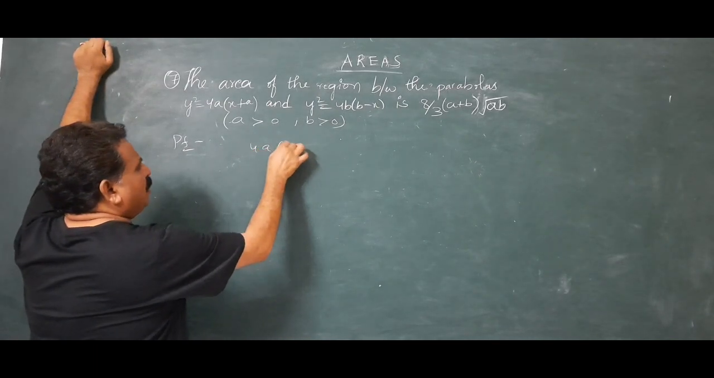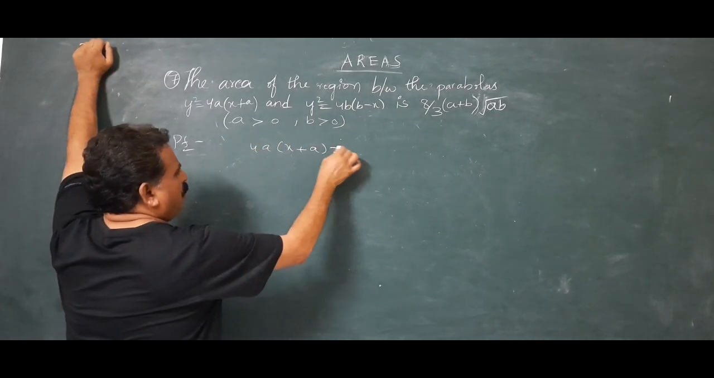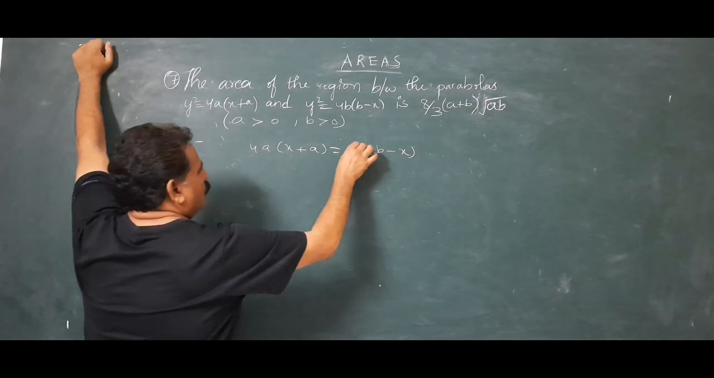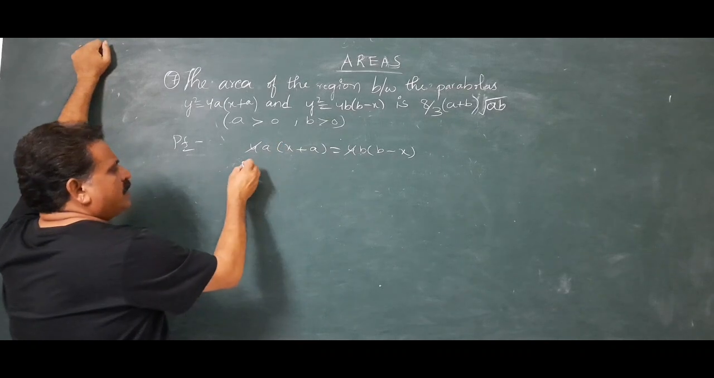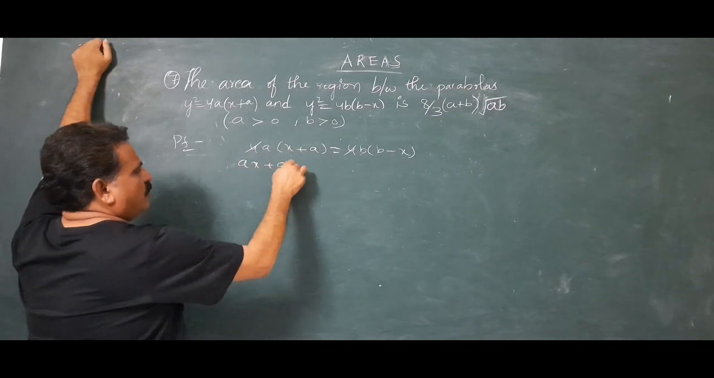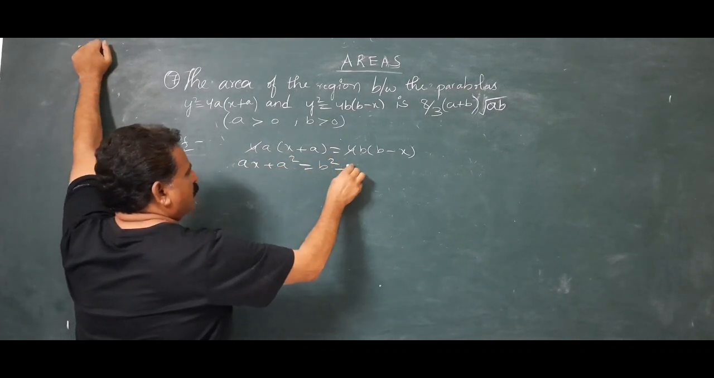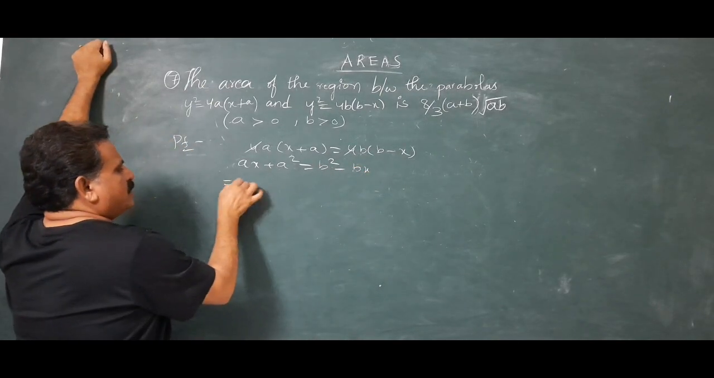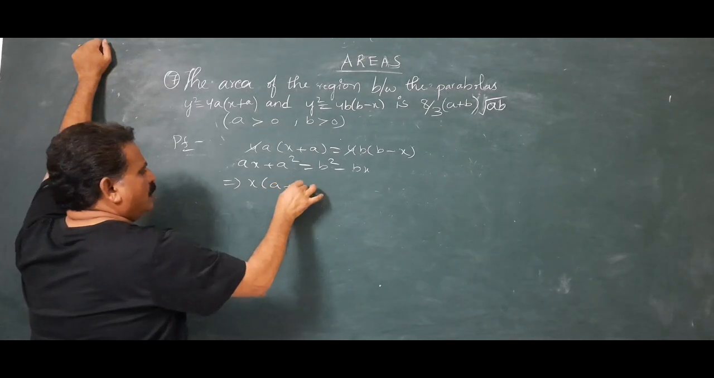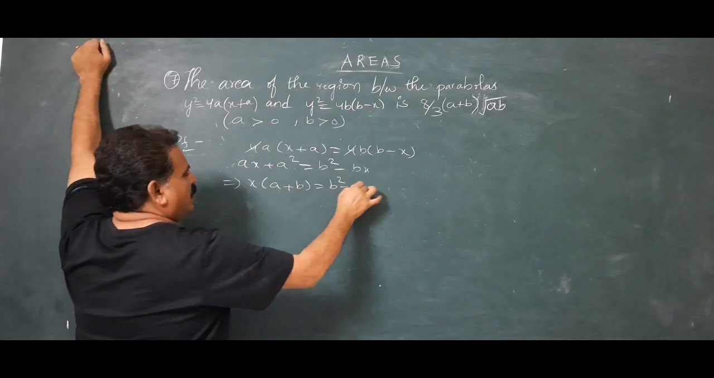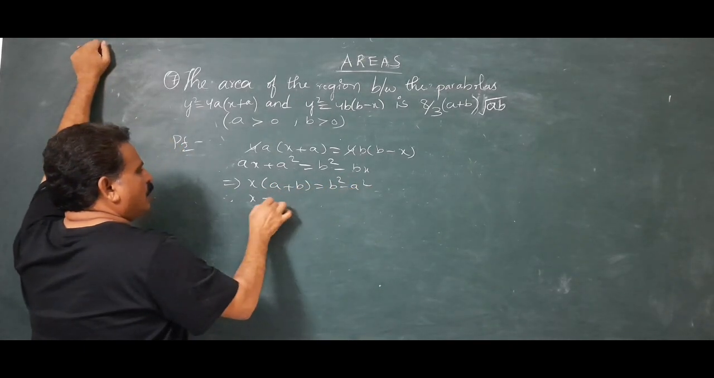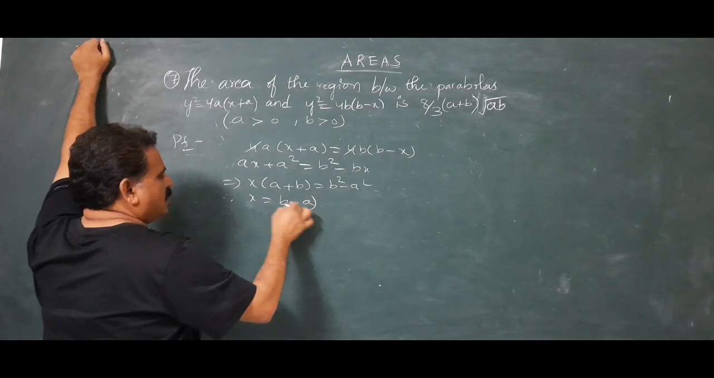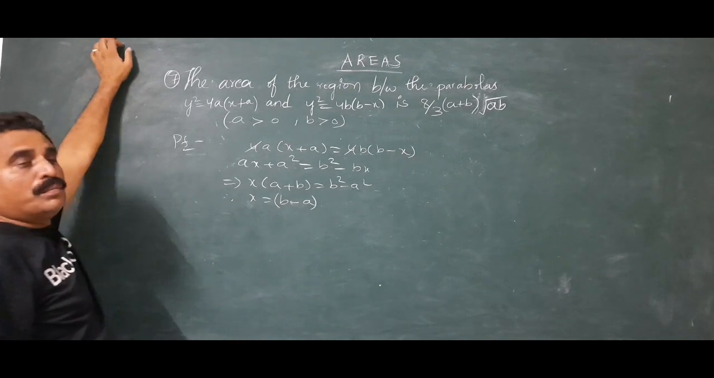Now we have to find the point of intersection of these two. 4a into x plus a equals 4b into b minus x. Both sides 4 cancel. Ax plus a square equal to b square minus bx. Take this side, implies x into a plus b equal to b square minus a square. Therefore, x equal to (b plus a)(b minus a) over (b plus a). B plus a cancels on both sides, so x equal to b minus a.